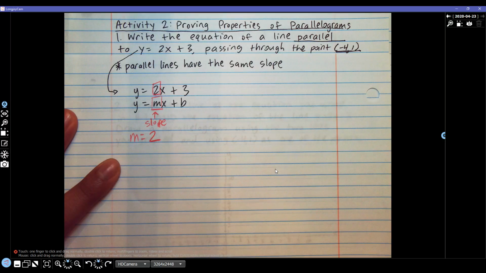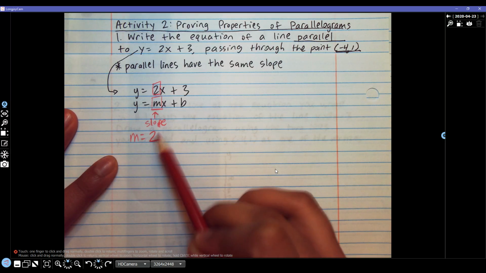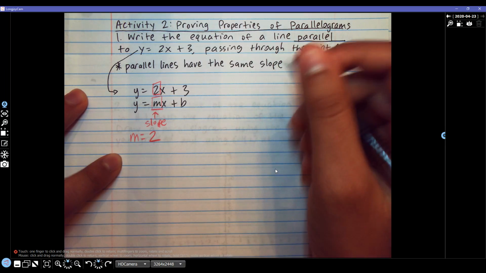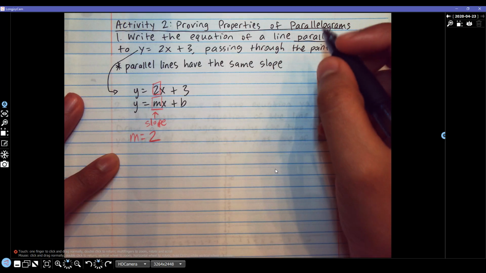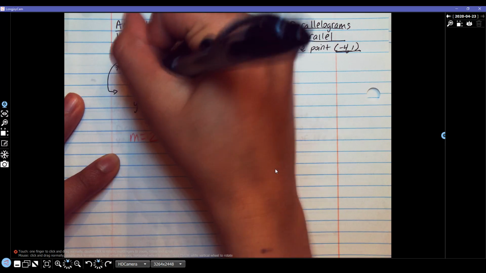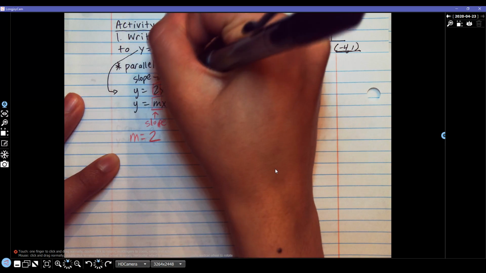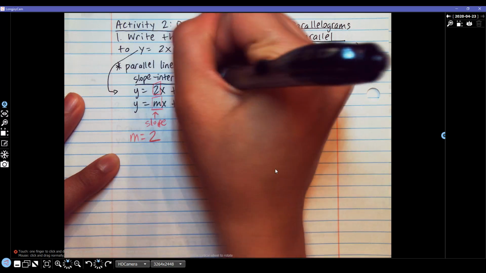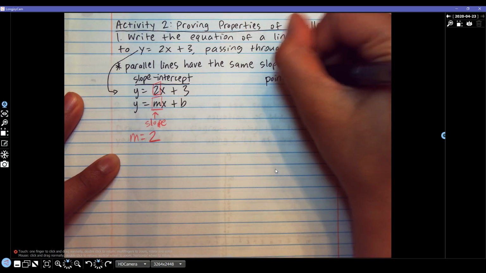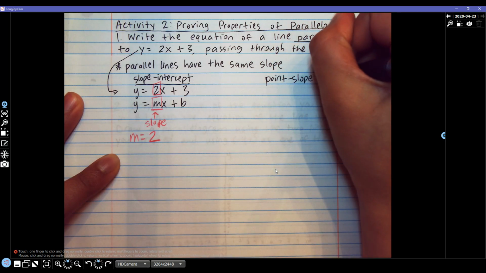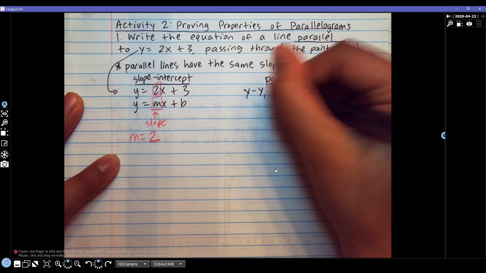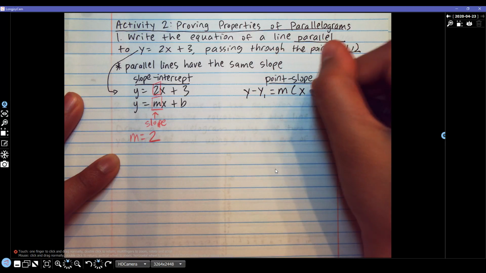Okay, so we've gotten part of this already. We found the slope has to be 2 for this new equation that we write. The next thing that we can be thinking about is the form of equation that we want to use. Here we use slope-intercept. The other type of equation that you all learned earlier this week is the point-slope form. So the point-slope form looks like this. We've got y minus y1 equals m times x minus x1.